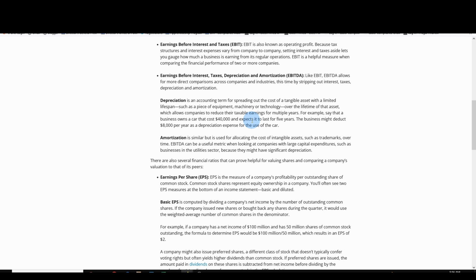For example, say that a business owns a car that costs $40,000 and expects it to last for 5 years. The business might deduct $8,000 per year as a depreciation expense for the use of the car. Amortization is similar, but is used for allocating the cost of intangible assets such as trademarks over time. EBITDA can be a useful metric when looking at companies with large capital expenditures such as businesses in the utility sector, businesses that might have significant depreciation.